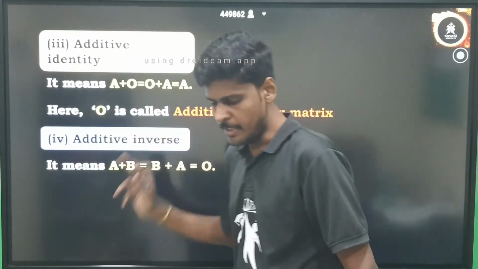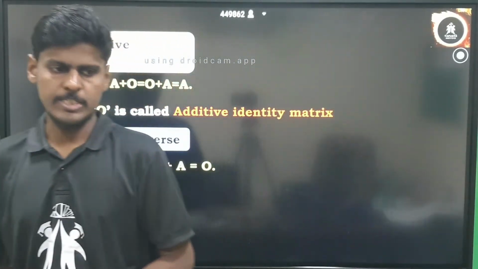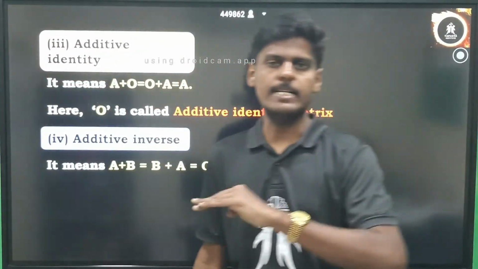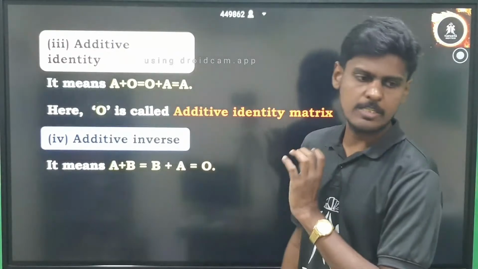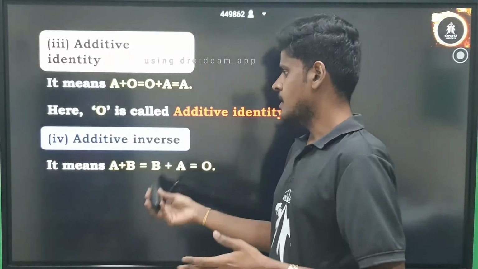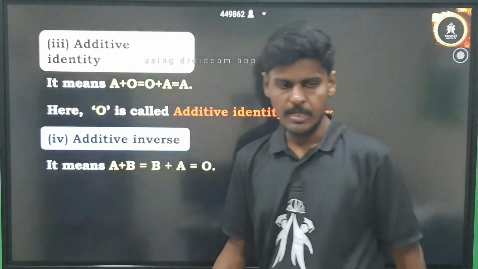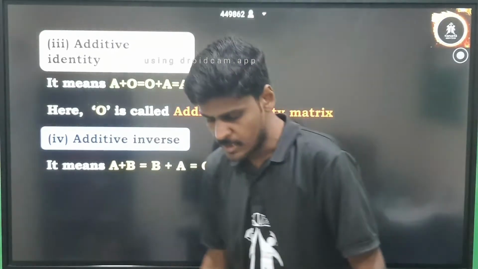Next one is additive inverse. What is additive inverse? When we add some matrix to the given matrix, it should result in the identity. Such a matrix is called the additive inverse. That is, suppose two matrices are A and B. When we add these two matrices, it should give the answer 0, that is, the 0 matrix.